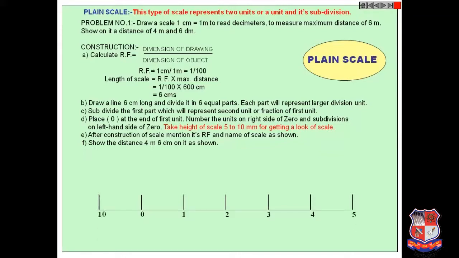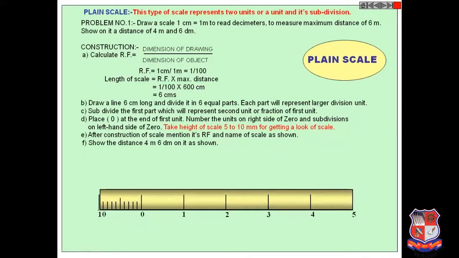Means on the left side, the first part of my scale, we again have to divide that part into 10 equal parts. So you have to see here that this part, 0 to 10, is again divided into 10 equal parts. After that, take a height of scale of 5 to 10 mm for getting a look of scale. Okay, after constructing the scale, mention its RF and name of scale as shown.